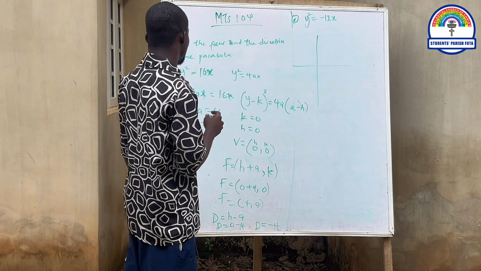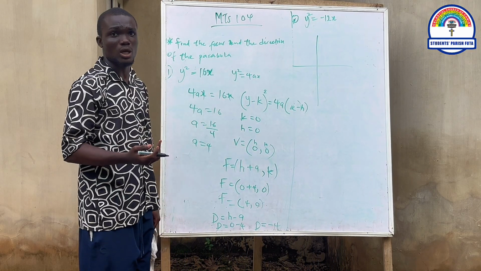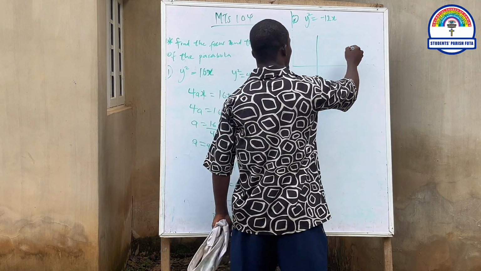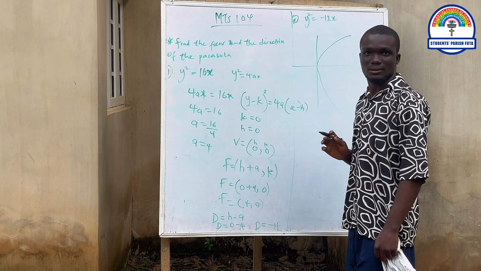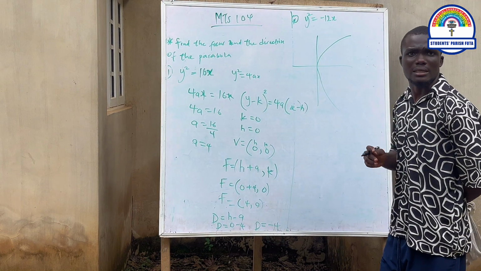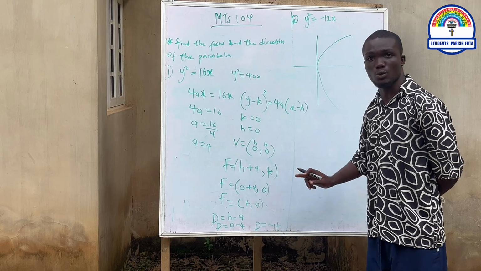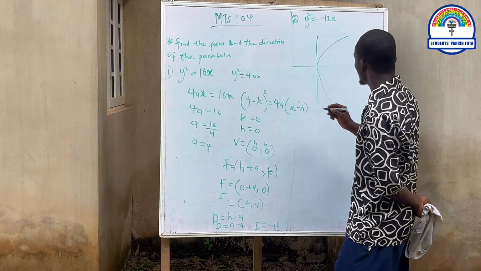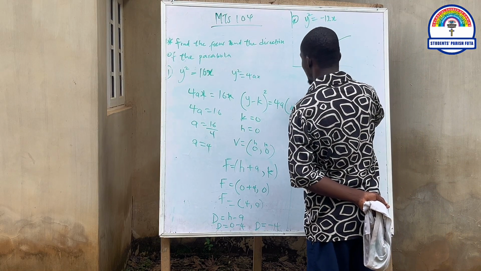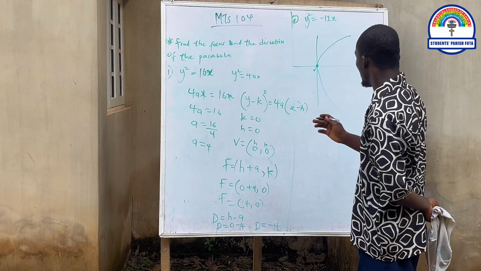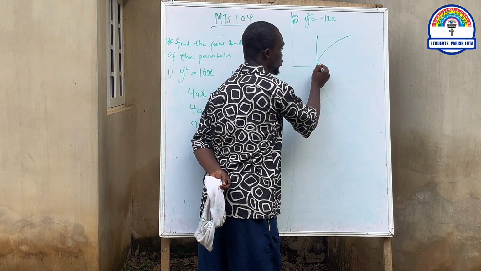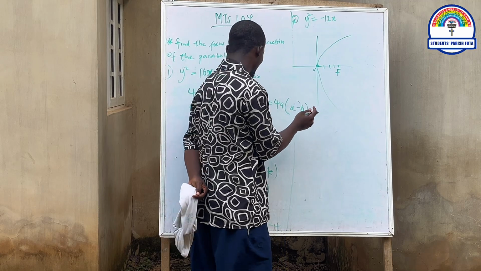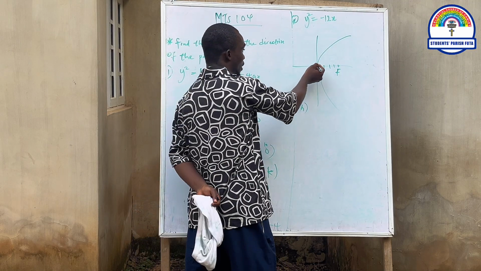And don't forget that the equation given to us is positive. So where is our parabola going to face when it is positive? It's going to face this side, right? Don't forget, our vertex is 0 on the x axis, and 0 on the y axis. So this is our vertex, that's V, and our focus is 4. Let us say this is 1, 2, 3, 4. These are our focus, and our directrix will be minus 4.